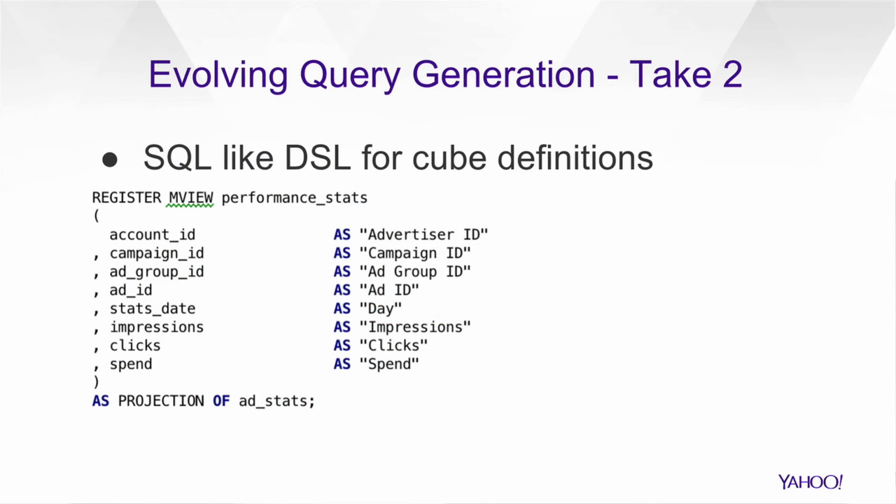So our second approach was to build a SQL-like DSL for cube definitions. This allowed us to easily add multiple definitions for cubes and evolve our feature set. Here's an example definition where we were defining the performance stats cube with the mapping of the internal columns to the external columns. And we're saying that it's based off the add stats table.